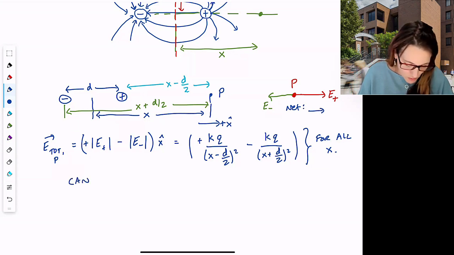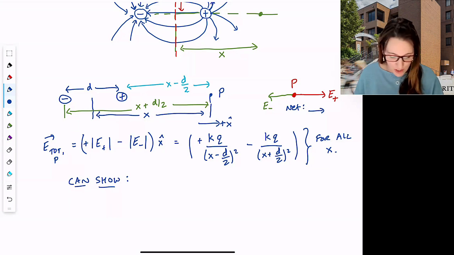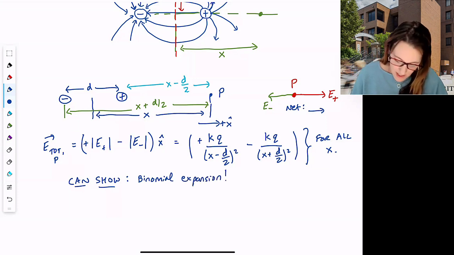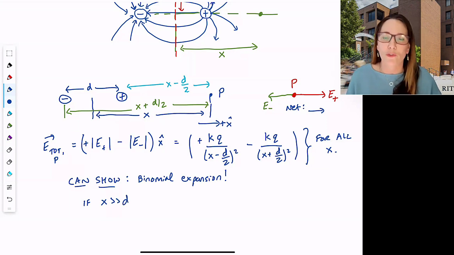But what we can do is show, and I'm not going to do it explicitly here, but as a challenge homework problem, if you remember that there's the challenge track, you're welcome to take this option as one of the potential challenges. We can show using the binomial expansion that if x gets to be much bigger than d, we don't want x to go to infinity because then obviously the electric field goes to 0.